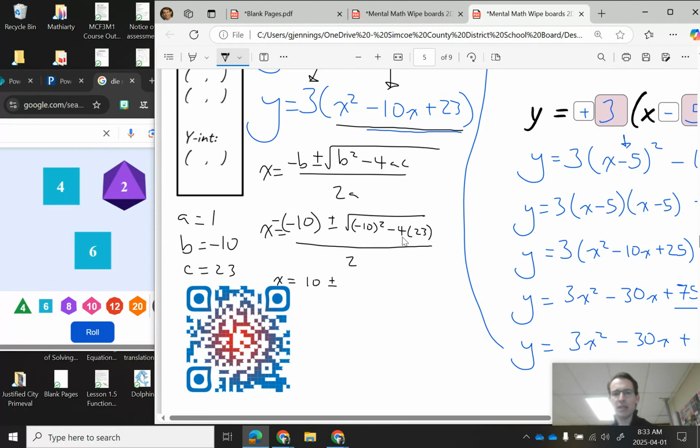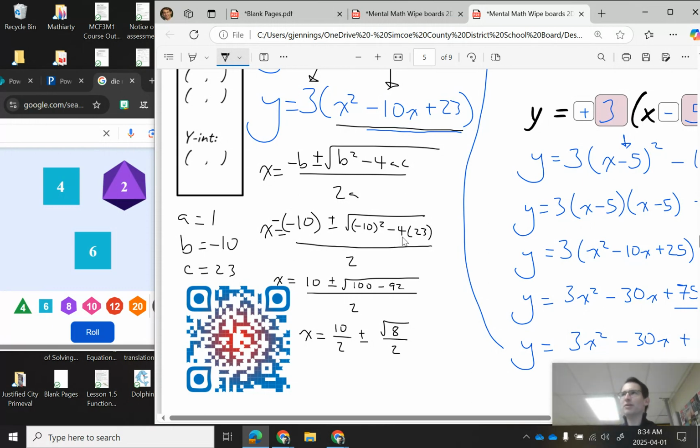Plus or minus the square root of 100 minus 4 times 23. 4 times 23 is easy to do in your mind. Do 4 times 25 and subtract 4 times 2. So you got 92 there. All divided by 2. Okay, and so then I can simplify this even further. x is equal to 10 divided by 2 plus or minus the square root of 8 divided by 2.